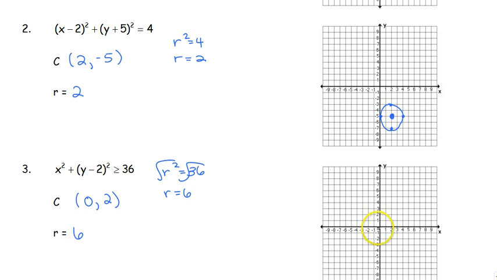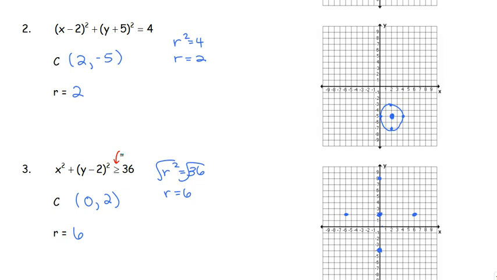Alright, so we started our center at 0, 2. So 0, up 2. There's the center of our circle. Our radius is 6, so we go 6 right, 6 up, 6 left, and 6 down. This one is a little bit different though. If we notice, we don't have an equal sign, we have a greater than or equal to sign.